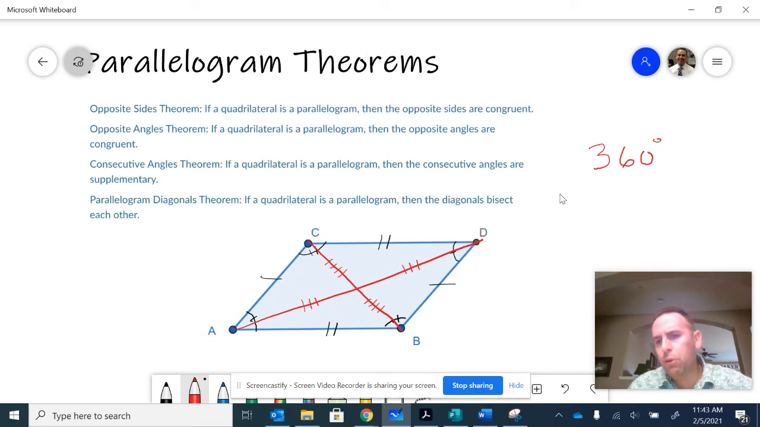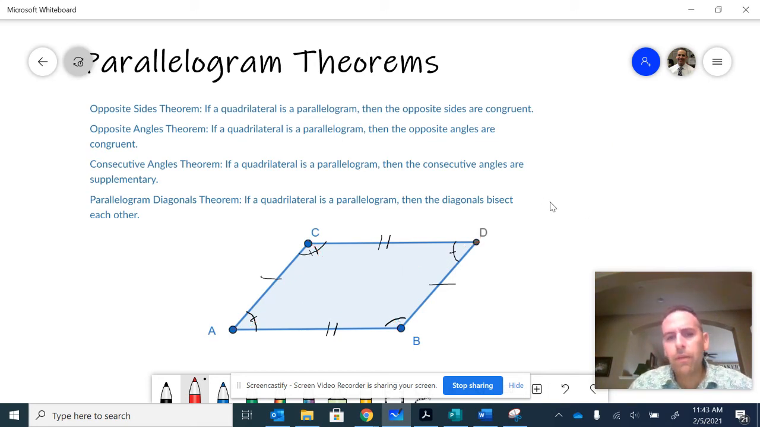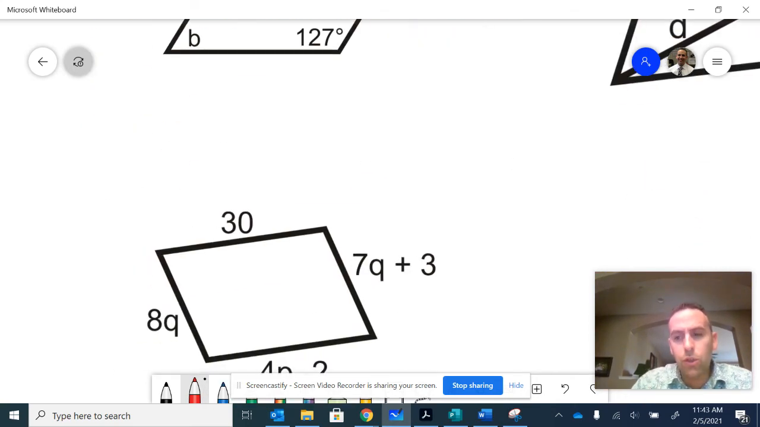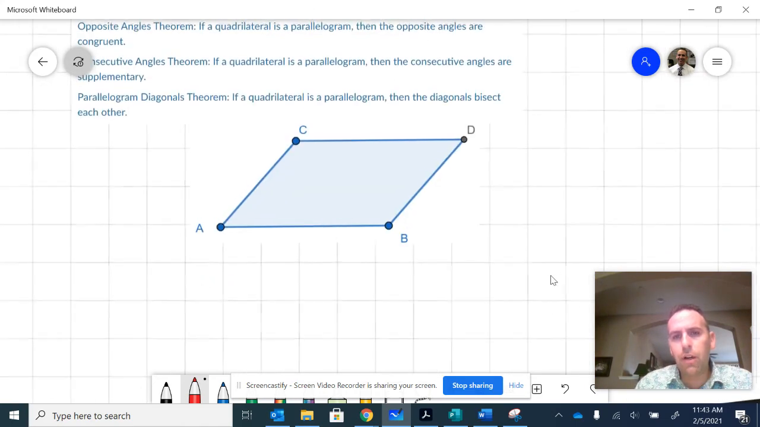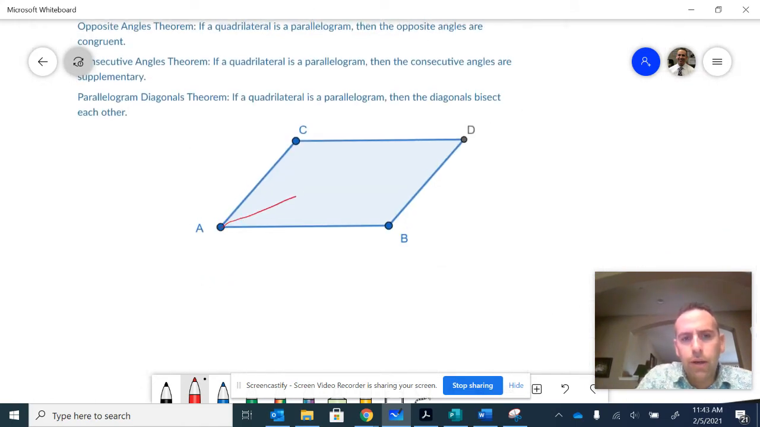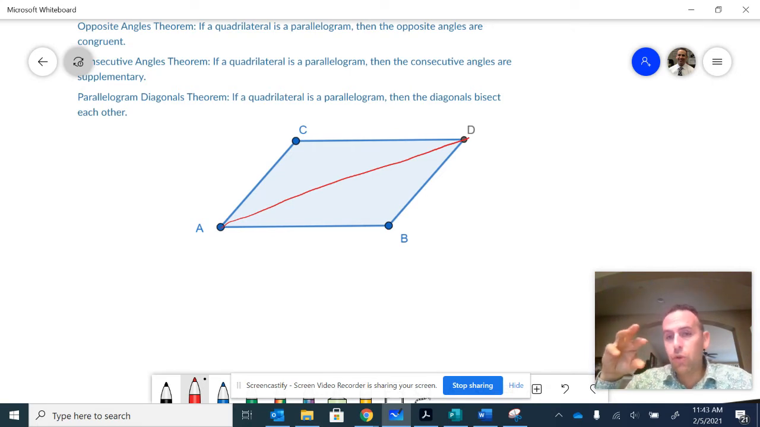Now, if you wonder about the proof of this, how do we know that it's true? The proof stems from the idea that since these are parallel, we can draw one diagonal going from A to D, develop these two triangles, and we can prove that those triangles are congruent. And we can do that using angle side angle. Once we know that, then we can prove all of the parts are congruent.